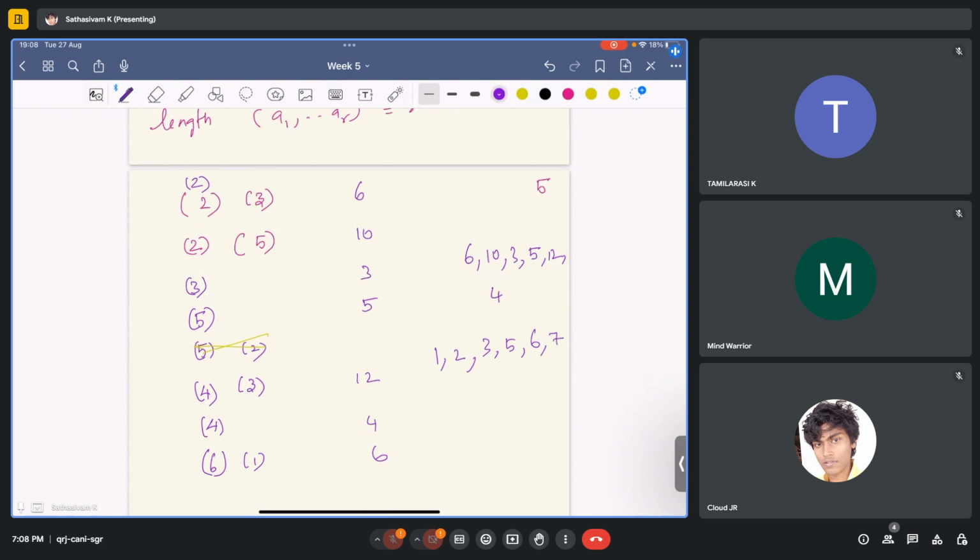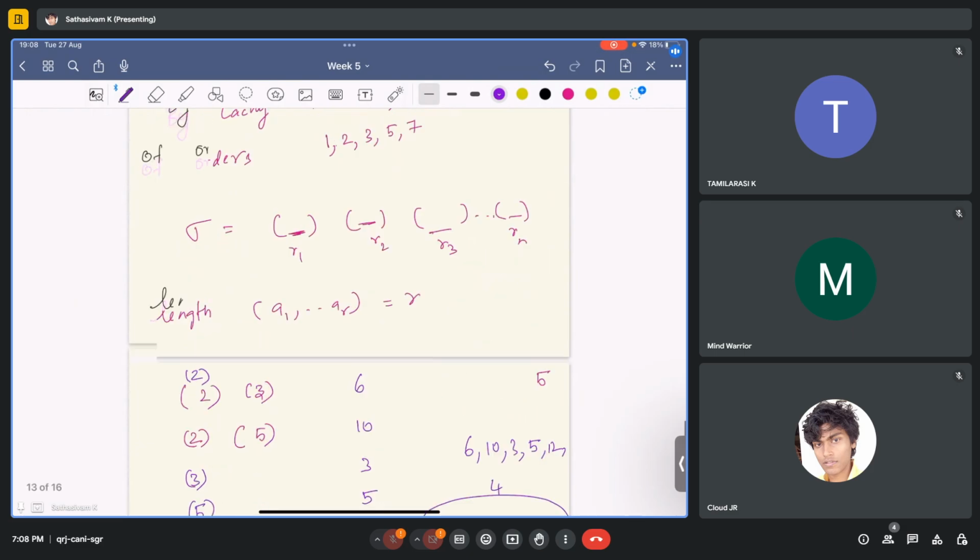Okay, 6 is also there, right? So 6, 7, 12. Okay, of course 4 is also there. So these are the only possible orders for the elements. The other orders are not possible.